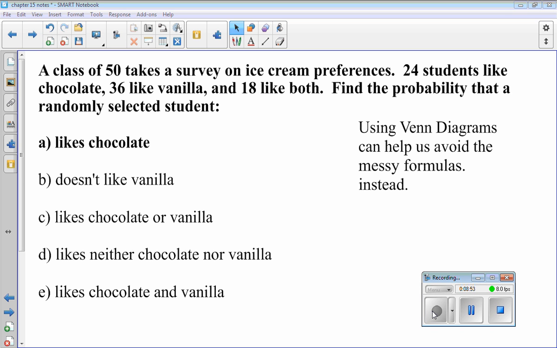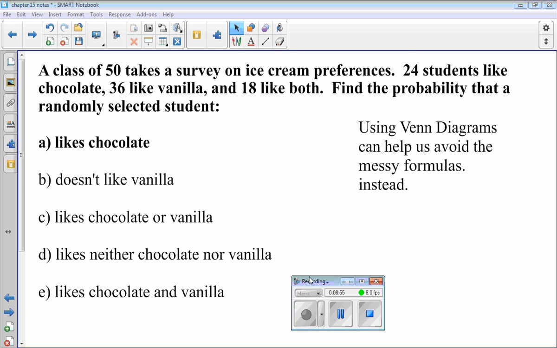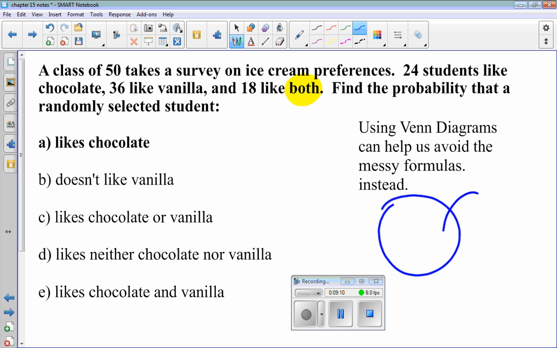So what we have to do, since we know we have the word both, and I think I said this last time, anytime you see the word both, that should be a clue to use a Venn diagram. I'm not always going to tell you, use a Venn diagram here. Both is your key word. So because it says the word both, that's what I'm going to do. And I do have chocolate and vanilla, so I'll just go ahead and label them such. We always want to start with the both.